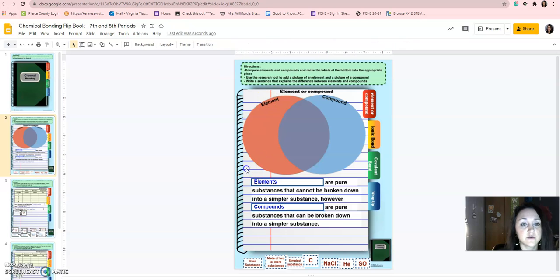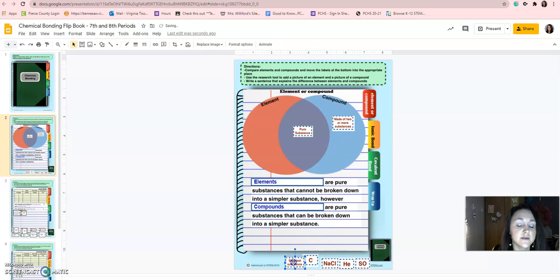All right, so what we want to do is drag these down at the bottom to our Venn diagram to say if they are pure substances or compounds. So a pure substance is going to be, well, actually, see right here in our definition, pure substances that can, pure substances that can't. So pure substances are going to be in the middle. So we know our elements are only made of one. So made of two or more substances would be our compound. The simplest substance would be our element.